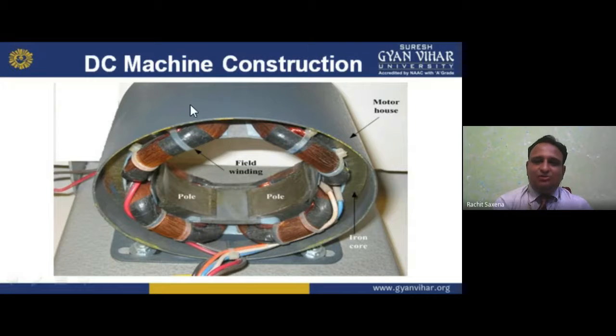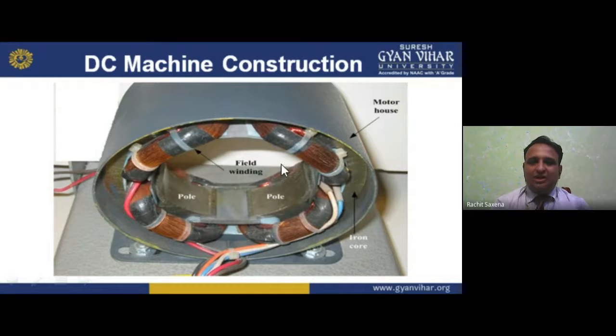It is a motor house, we can say the yoke. Okay, this is the iron core. See here, this is the iron core. It looks like this, and these are the field windings I am making, aluminum or copper. So though it is a copper, and this is making what? Pole, north and south pole. See there, known as pole.